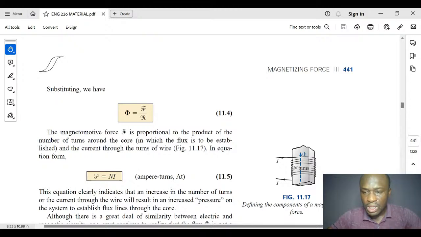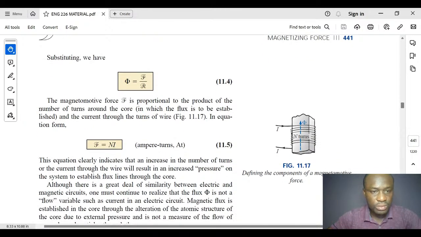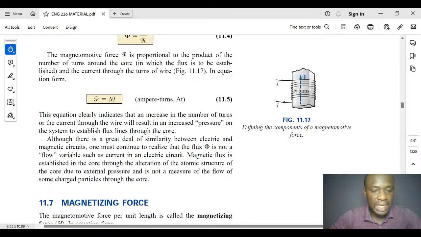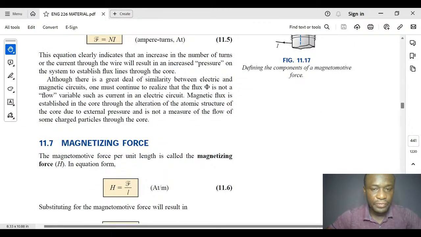So this is the formula we discussed last week. This is force, which is NI, and magnetizing force is equal to force per length. You can see it very clearly here.